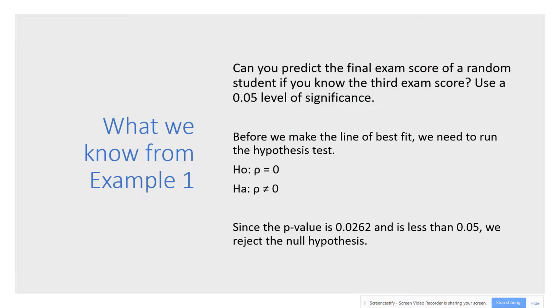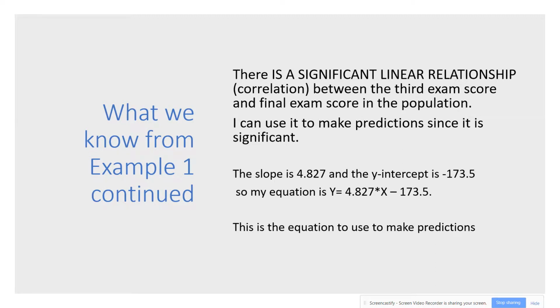So what do we know from example 1? Can we predict the final exam score from the third exam score? Use the 0.05 level of significance. So I need to run that hypothesis test. Remember, the null is rho equals 0, and the alternative is rho does not equal 0. Since my p-value is 0.0262 and it's less than 0.05, I reject my null, which means there is a significant linear relationship. So I can make predictions on this.